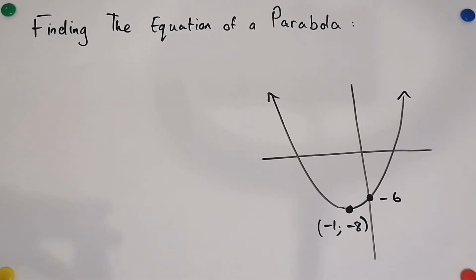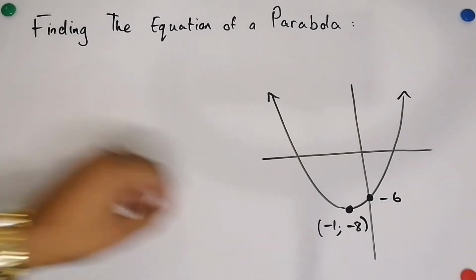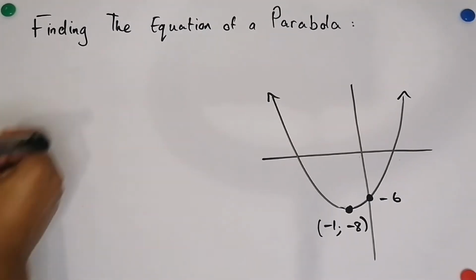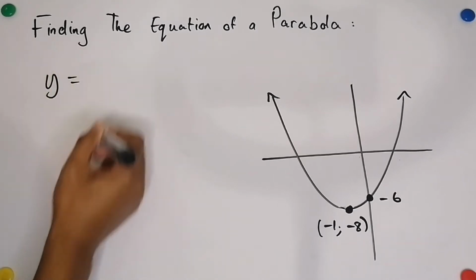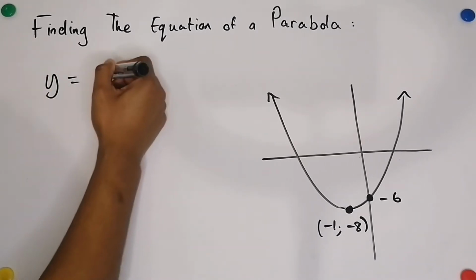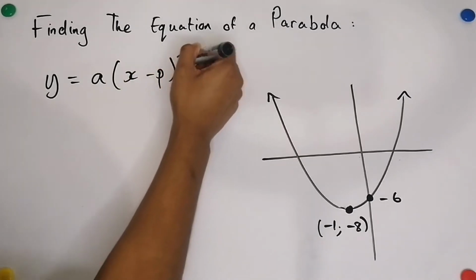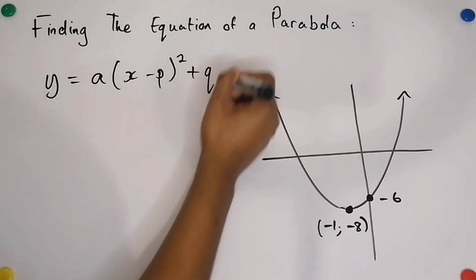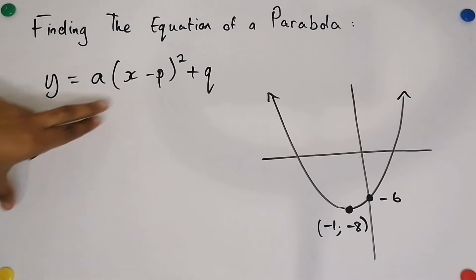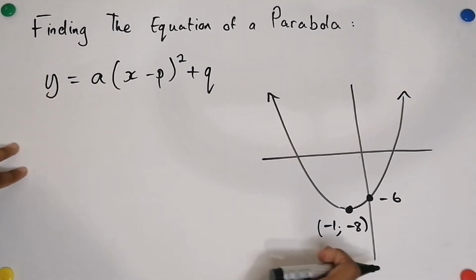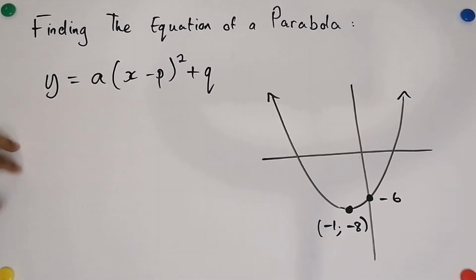Now, the form that is best suited to work this out is the turning point form, and that's because you are given a turning point. Okay, so we'll say y is equal to a bracket x minus p squared plus q. Remember, p and q is the x and y value at the turning point.